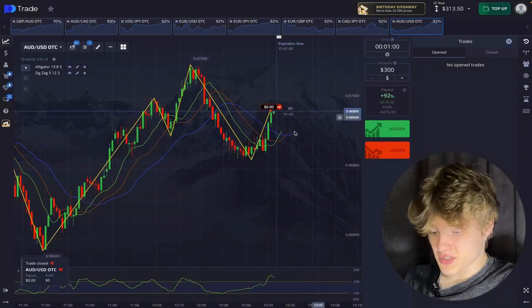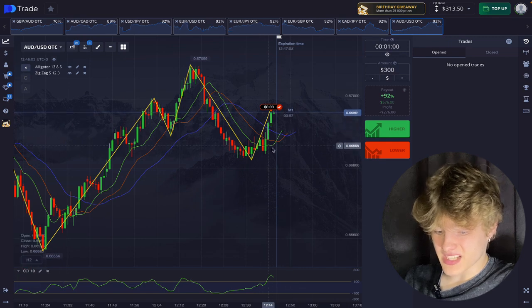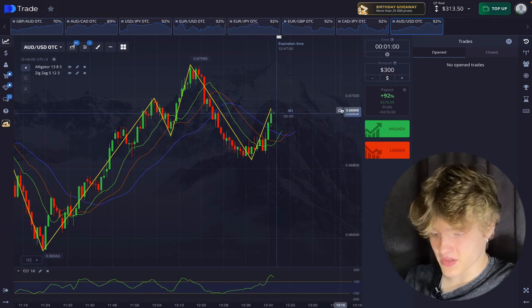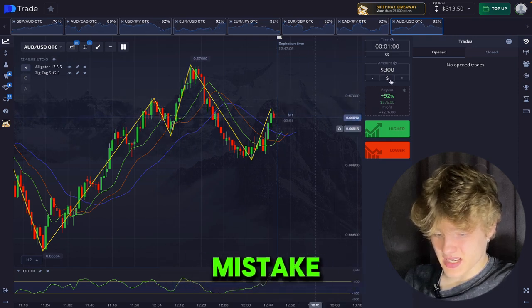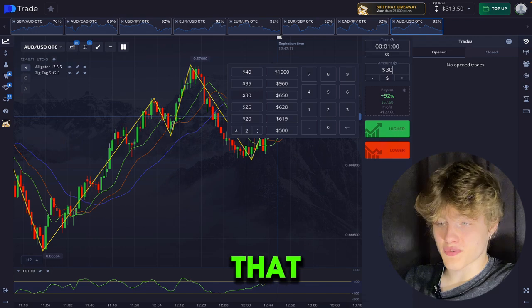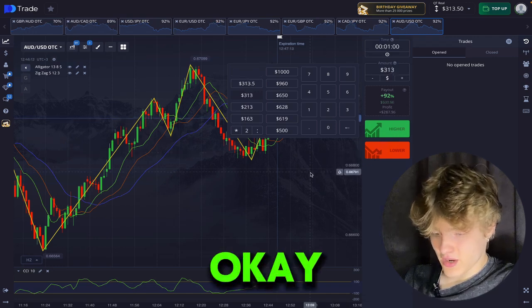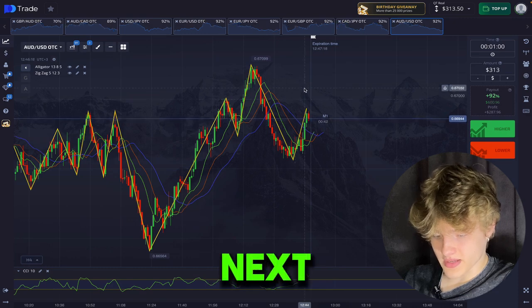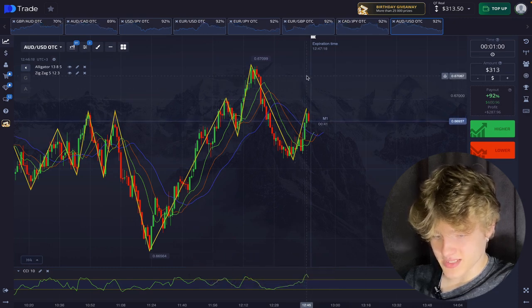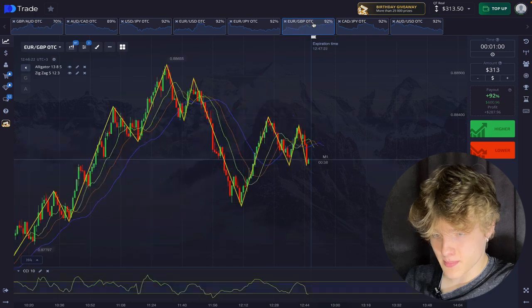And the first trade unfortunately closed in the negative. I should have paid attention to the crossing of the moving lines of the alligator. That was probably my mistake. I'll try not to do that from now. Okay. Let's continue trading, and I will pick up the next currency pair. I'll open a deal for the full amount of my balance.